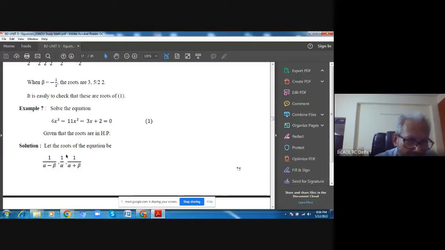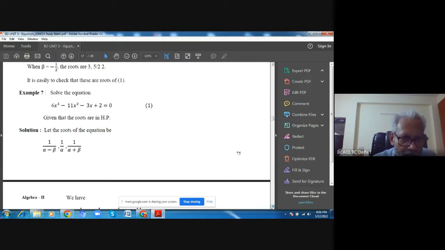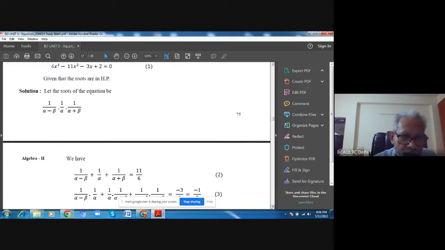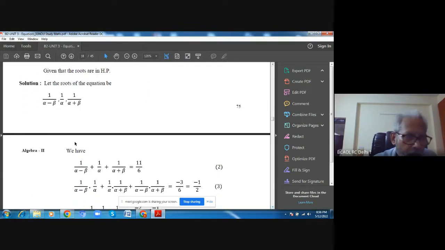Why have you taken a 1 on the top? Because it's HP. We have to find the roots in HP formation, so we are taking them in HP formation. Now calculate it. But at calculation time, the formation is AP only. So now you see 11 by 6.